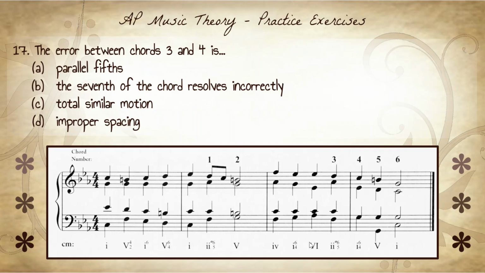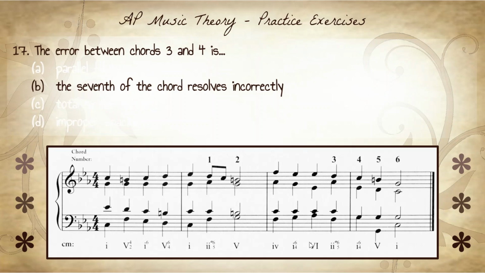17. The error between chords 3 and 4 is A, parallel fifths, B, the seventh of the chord resolves incorrectly, C, total similar motion, and D, improper spacing. Correct answer is B. The seventh of the chord in this example is C in the tenor and should resolve downwards to B natural. However, there is not a B natural in the second inversion tonic chord. So hold the tenor on the C until it can resolve to the B natural in the penultimate or the diminished chord.